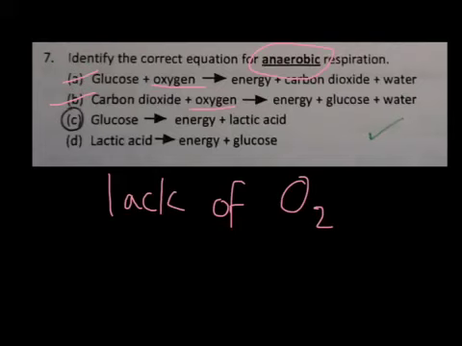Then we're left with 2 equations. We should know that lactic acid is a product of respiration. It's not there at the beginning, it's a product at the end. So we can cross out D and come up with our answer of C. Glucose leads to energy and lactic acid as a byproduct.